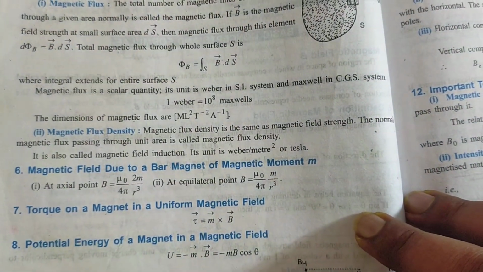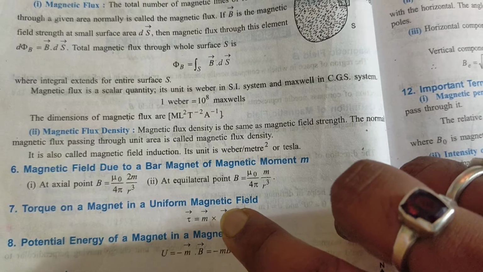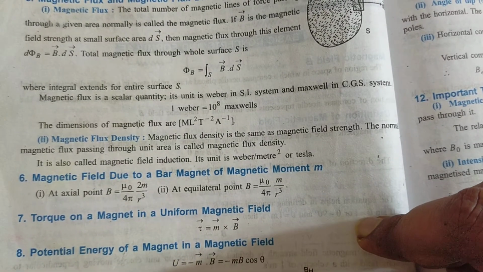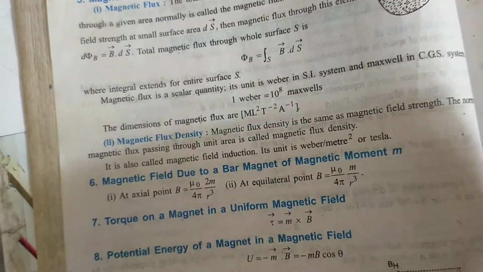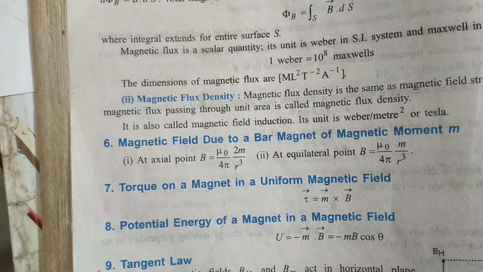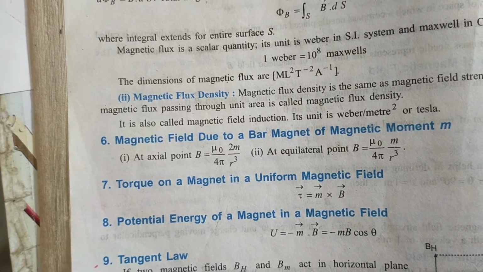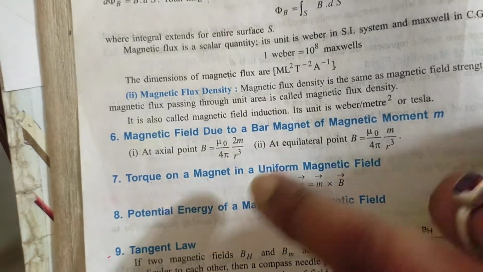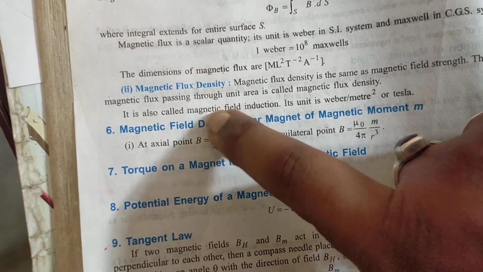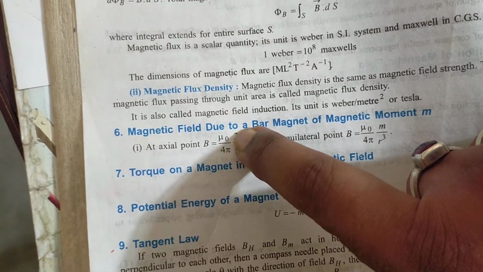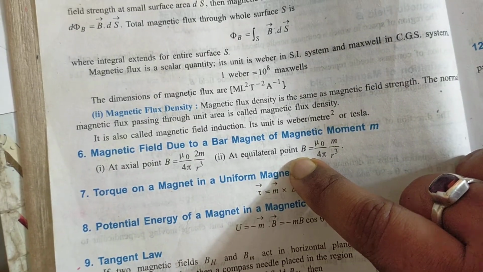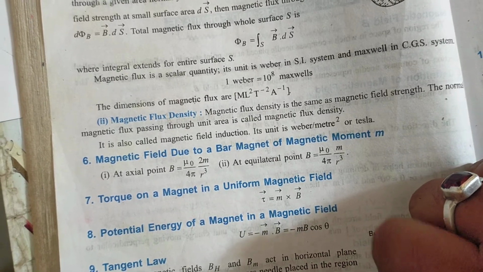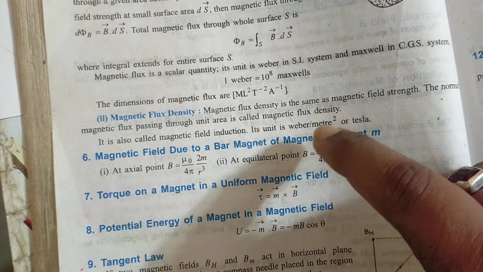Like in the previous chapter we have seen a bar magnet, and for the electric dipole in the previous chapter, in the equatorial and axial positions, we derived the formula. Similarly we have the magnetic field here: mu naught by 4 pi, 2M by r cube, where M is the magnetic moment. Similarly at the equatorial point, the magnetic field due to a bar magnet is mu naught by 4 pi, M by r cube. So this expression you need to remember.